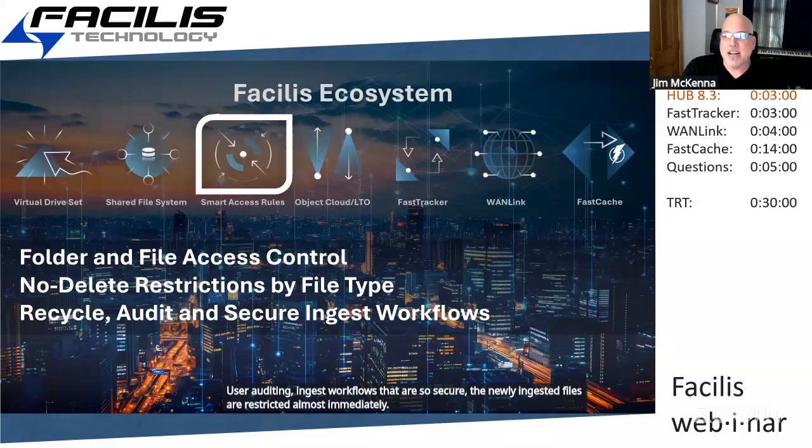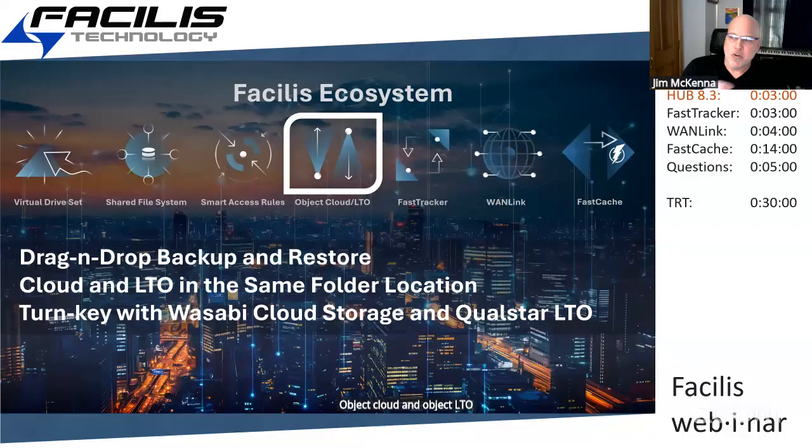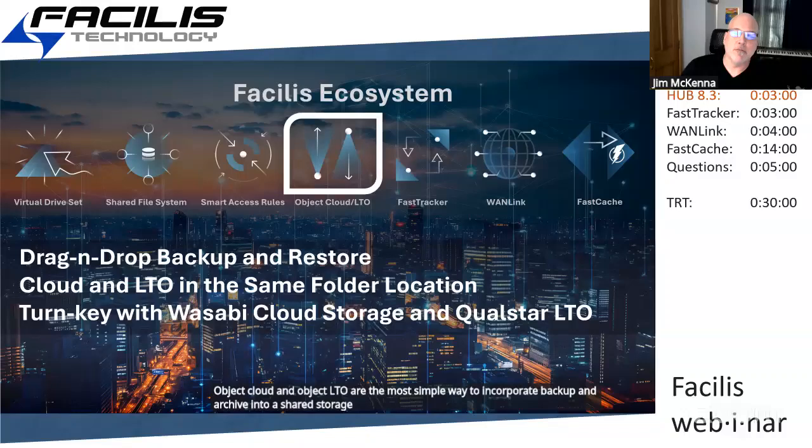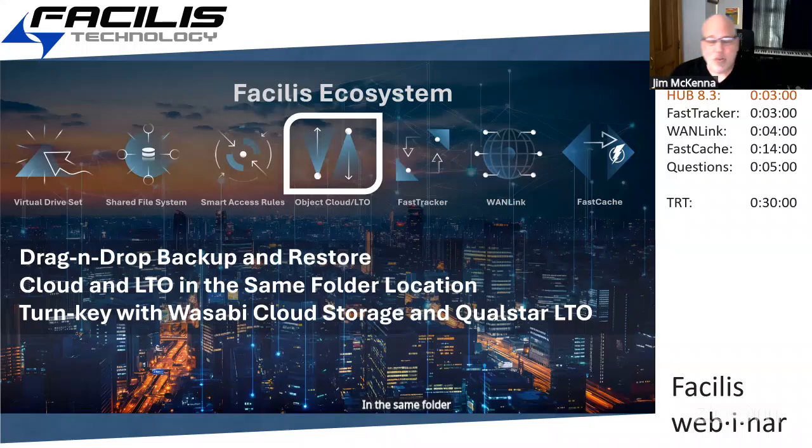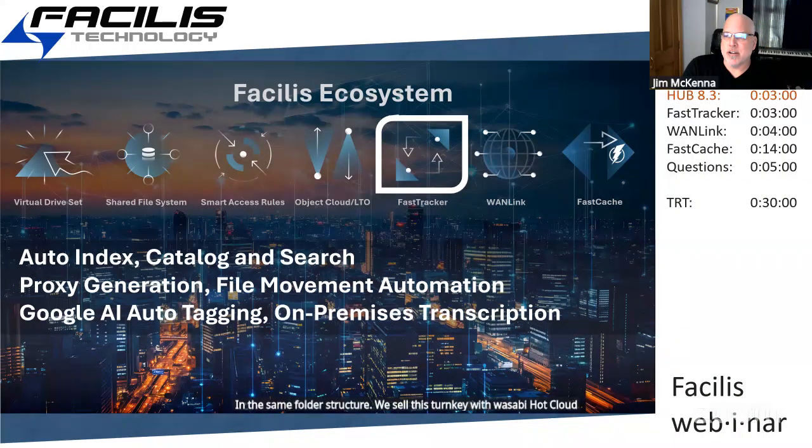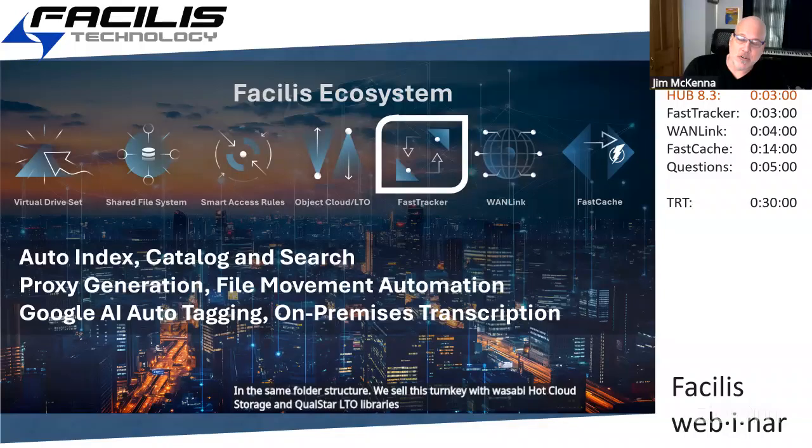Object Cloud and Object LTO are the most simple way to incorporate backup and archive into a shared storage system with drag and drop file and folder backup and restore to cloud and LTO locations that exist in the same folder structure. We sell this turnkey with Wasabi Hot Cloud Storage and Qualstar LTO libraries, or bring your own cloud storage and LTO and we'll help you configure it.